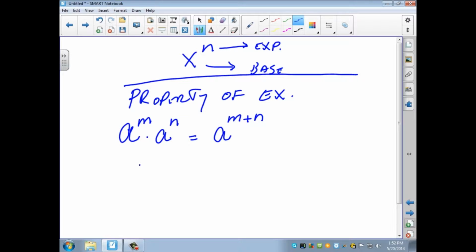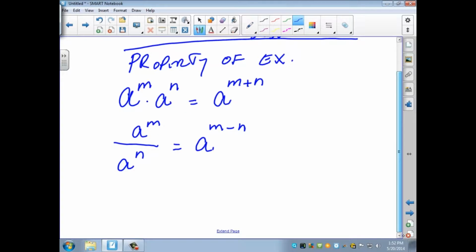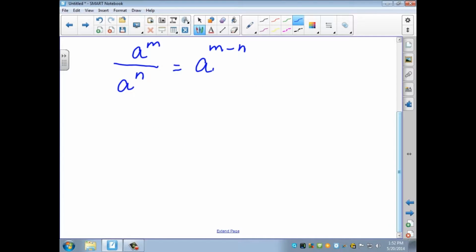If you have a division, so you have a to the m divided by a to the n, then you write one base and you subtract the powers, numerator going first. You subtract the powers from each other. Also, if you have a to the m, the whole thing to the n power, that would be equal to a, and now you multiply the powers, m times n.